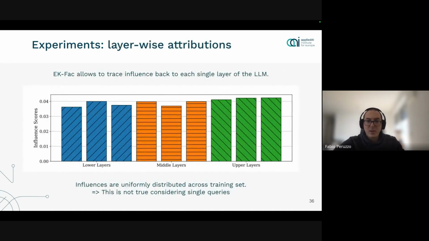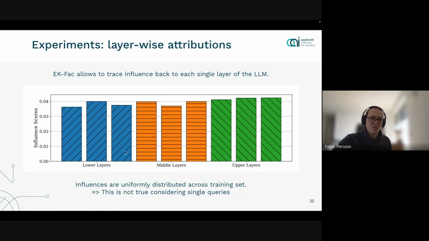Okay, so experiment number 3, which I found very interesting. With the fact that ikfac factorizes the Hessian as block diagonal, also means that we can attribute influences not just of each training point to each test point, but also of each training point on each layers of the model with regards to the different queries. So what this means is, what we can see is that the influences across different layers of the model are more or less distributed uniformly.